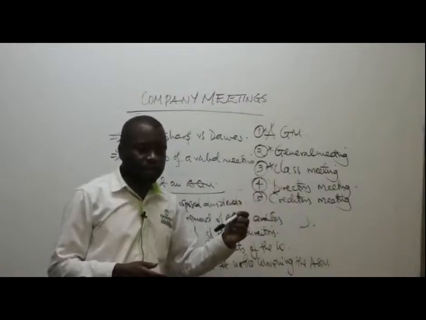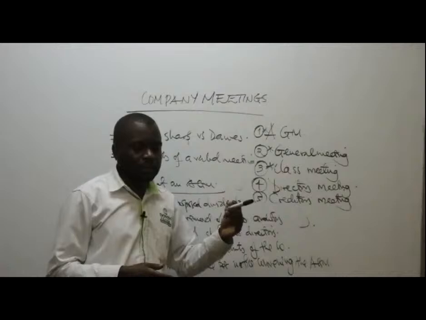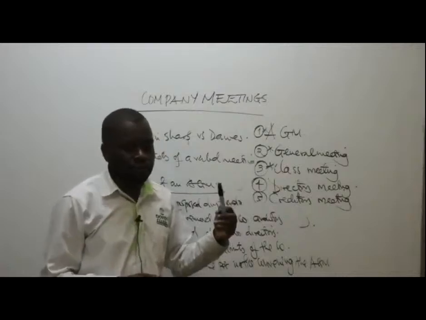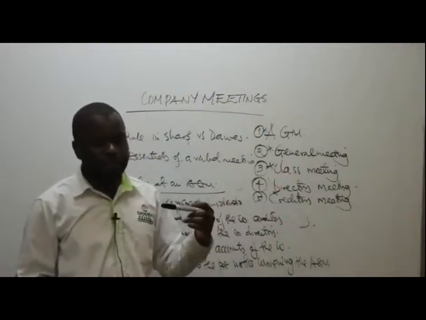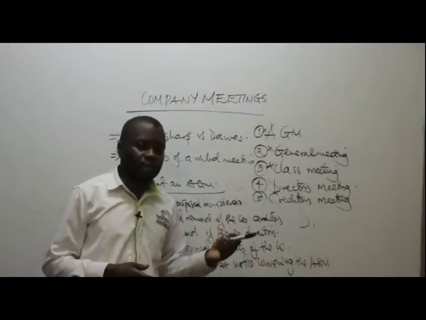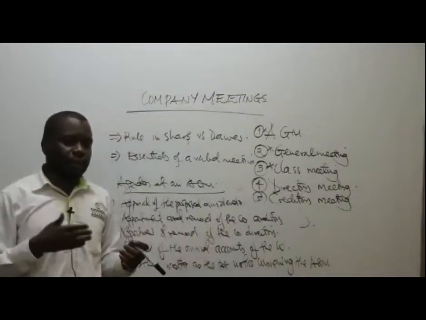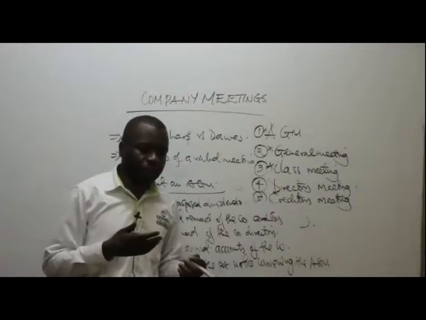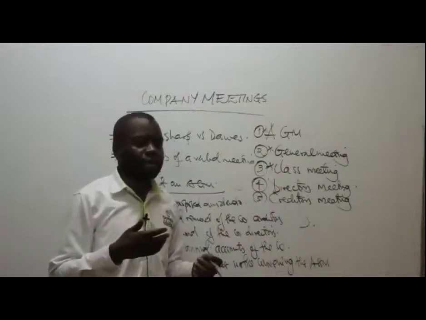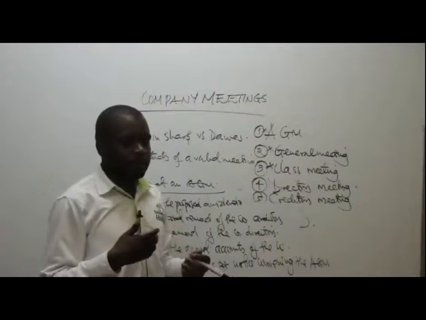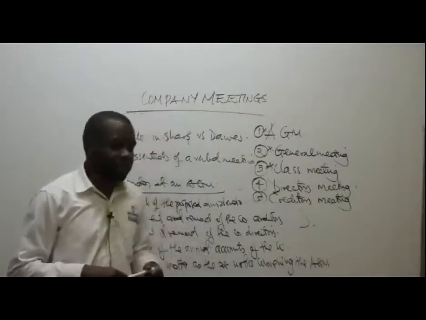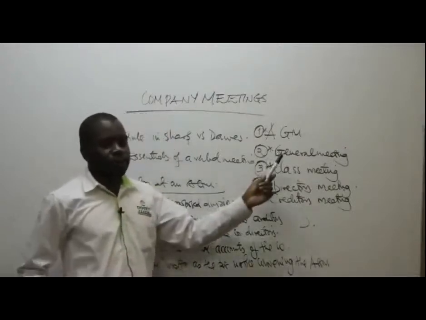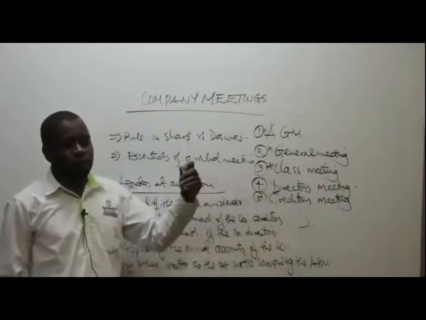Pressing matters can't wait for the AGM to happen. So the company can convene what we call a general meeting and discuss and resolve these matters. Any other meeting in a company that is not an annual general meeting, held by the members of the company, will be termed a general meeting of the company.